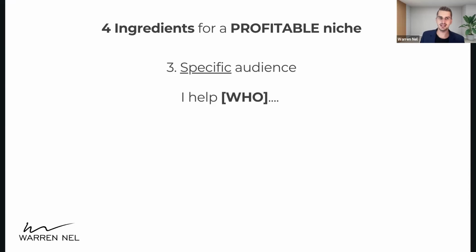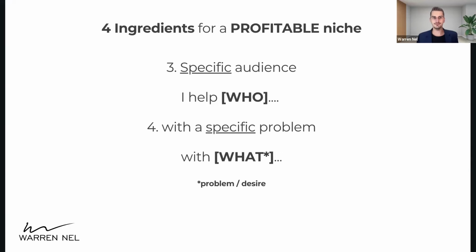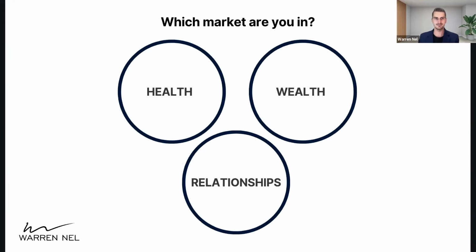Number 3, a specific audience. So as in, I help who specifically? Stay-at-home moms, career professionals, middle-aged, etc., right? And 4, with a specific problem. So you help a specific person with a specific problem that has a specific pain, as in, I help who with what, as in what problem or desire. We want to get super clear on what that is.